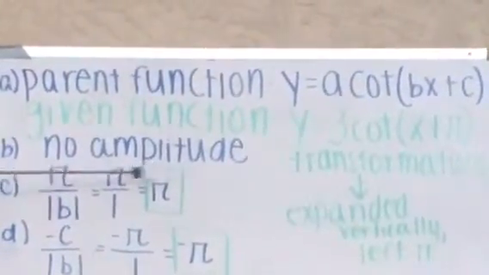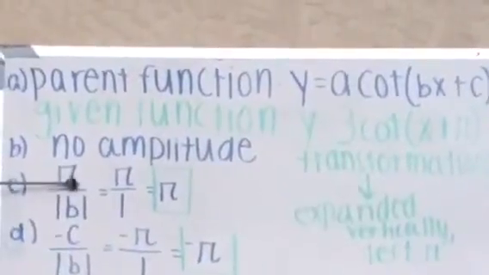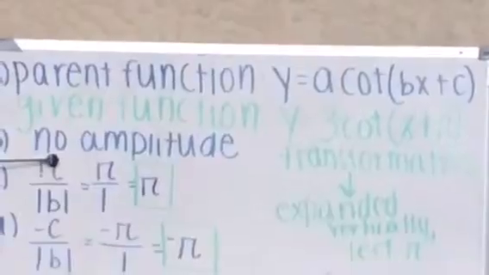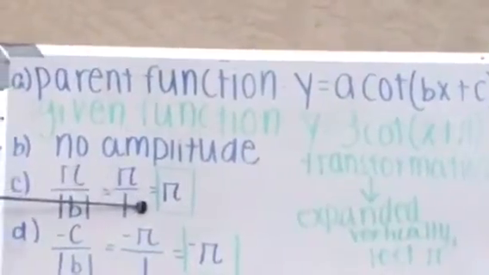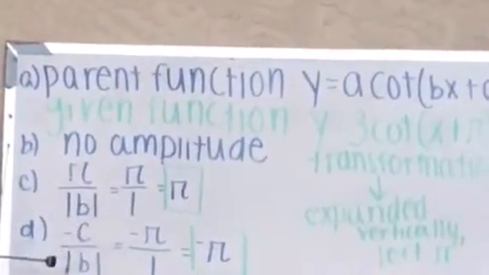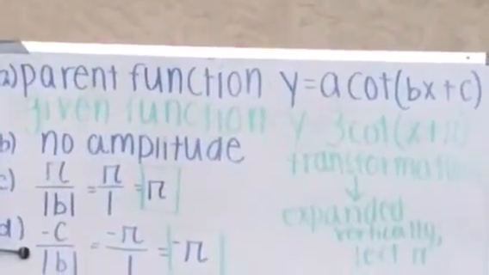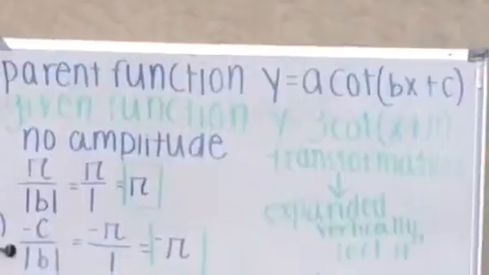By using the equation to find period, I took pi over the absolute value of b and referred back to my given function, and when I plugged b in, I got pi as the period. I used the phase shift equation and referred back to the given function to get c and b. When I plugged pi in for c and 1 in for b, I got -pi as the phase shift.